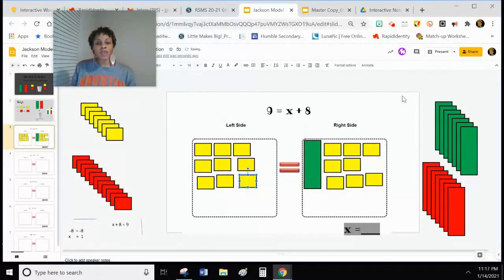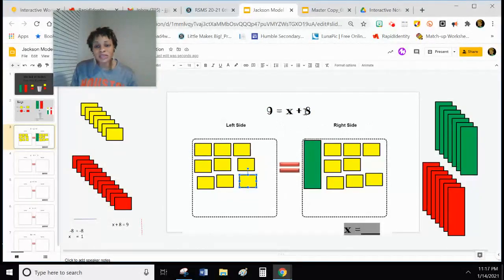Well, we want to get x alone. The whole objective of equations is to isolate and solve for the variable. Say it with me. Isolate and solve for the variable. Isolate means to be alone. X just wants to be alone. He wants to be all by himself.